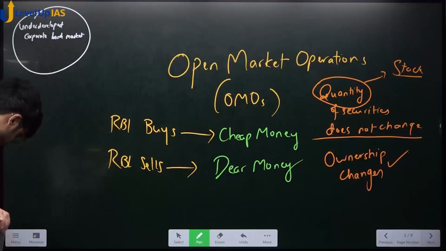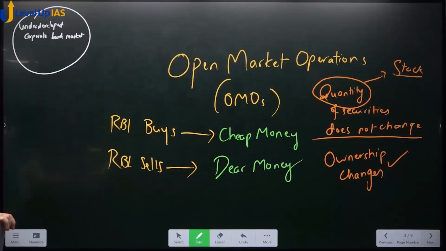Write this down. What leads to an underdeveloped corporate bond market? Forcing purchase of government securities by banks, when government forces it, leads to an underdeveloped corporate bond market. Open market operations: RBI buys, cheap money; RBI sells, dear money policy, right? The quantity of securities does not change in open market operations, but ownership definitely changes, from public to RBI or RBI to public, vice versa.